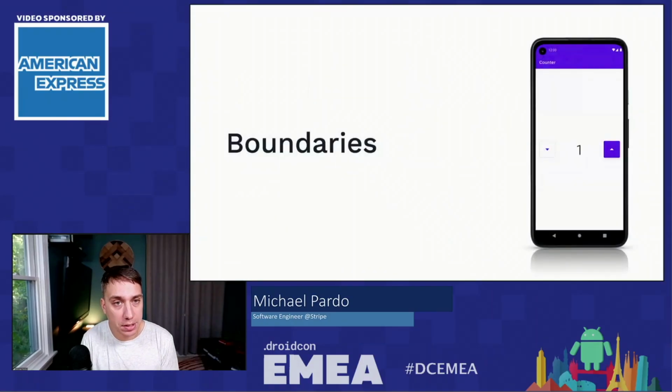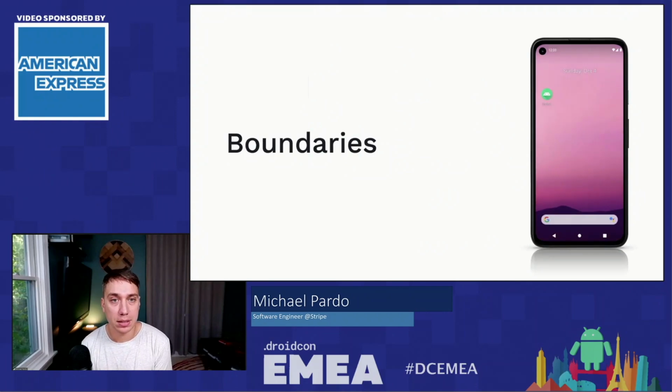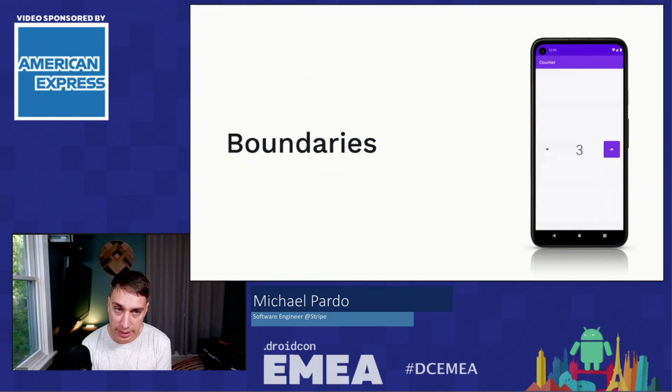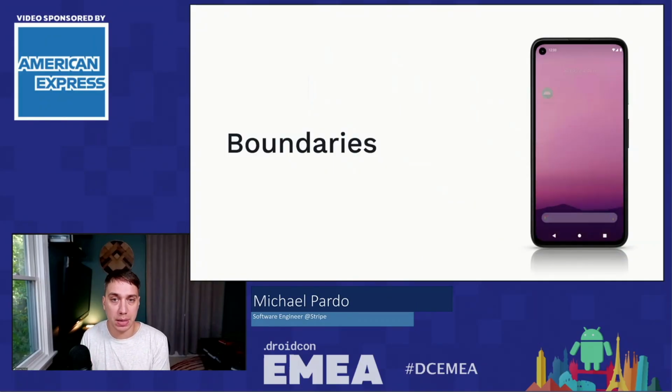So let's add another feature to the counter app. Currently, if you close the app and open it back up, you'll lose the current count. And this is because we aren't persisting the count yet. But let's see how we can use ports and adapters and effects to cross this boundary of purity.